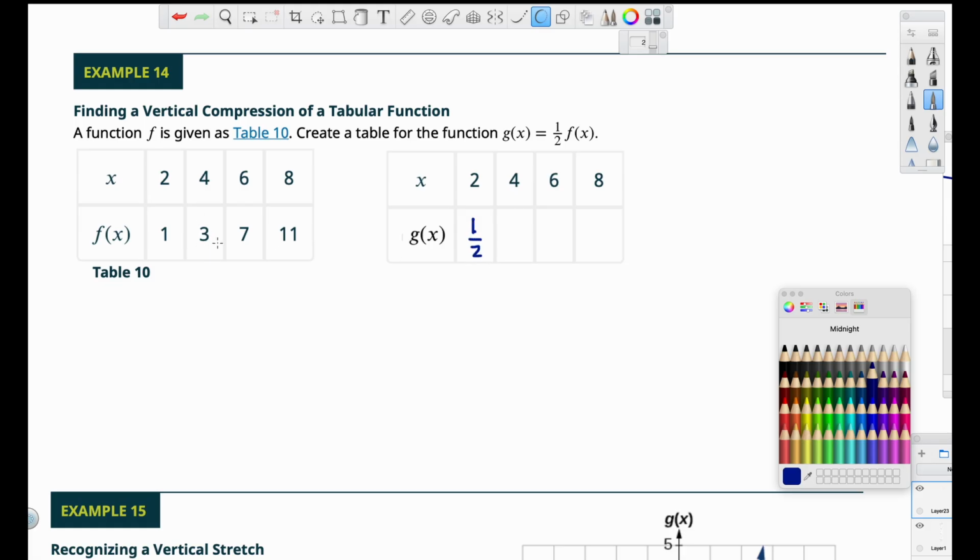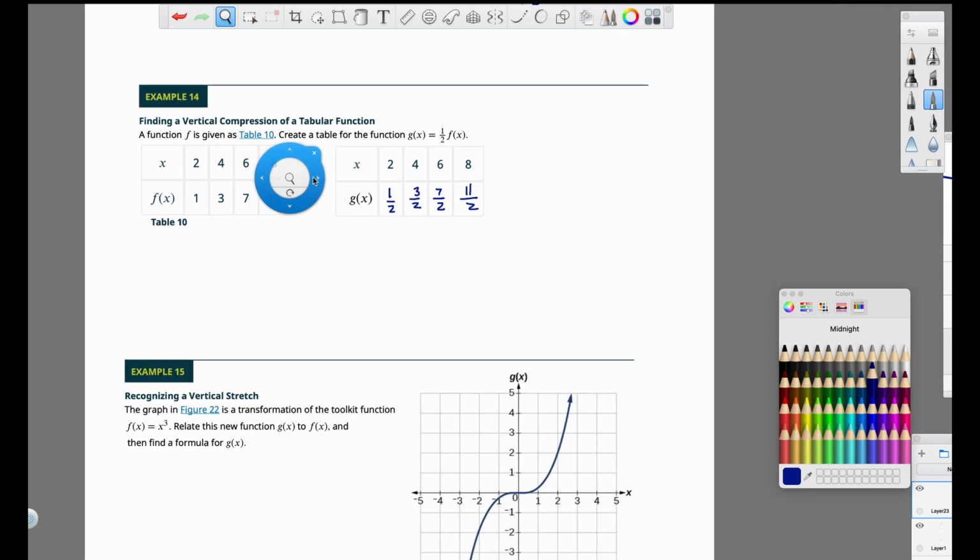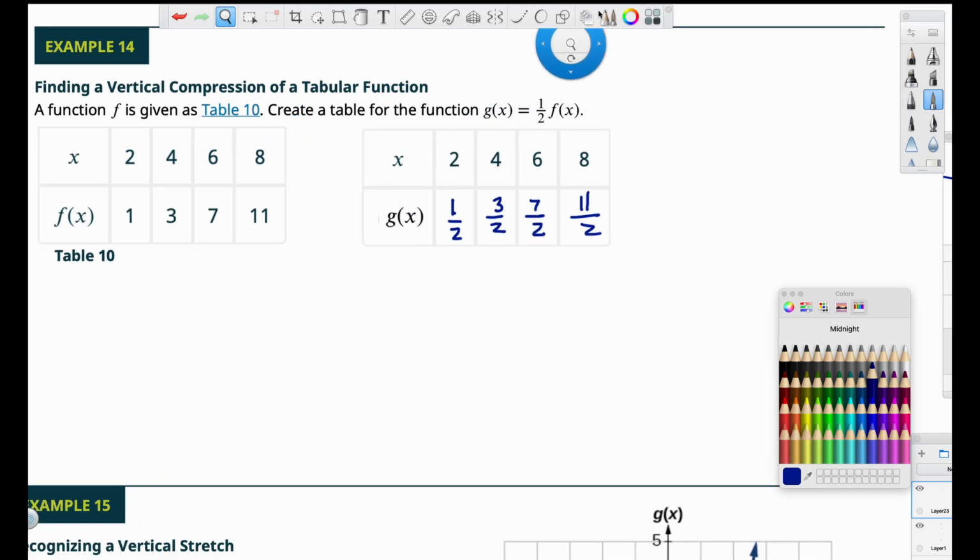My output here for 4 was 3. So I'm going to take the 3 right here and multiply it by 1/2. This would just be 3/2. At 6, my output is 7. So I multiply by 1/2 and get 7/2. I'm just multiplying everything by the same constant of 1/2. And that's all we need to do.